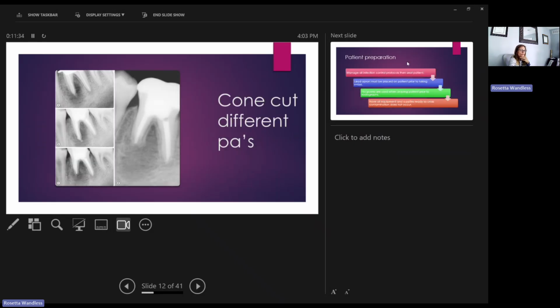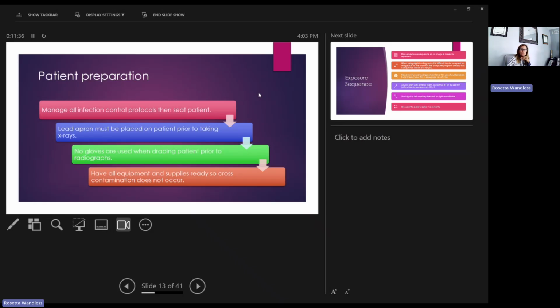Just more pictures here. So again, just to review how we prepare a patient, we want to make sure all of our infection control protocols are met prior to. That means cleaning the room, disinfecting the room, and pre-setting up all areas, all instruments, and anything that we may need prior to seating the patient.